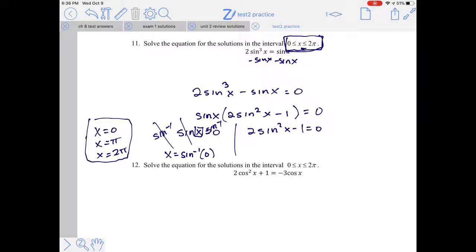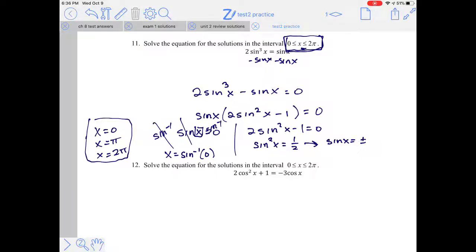Wait, this one looks a little more complicated. Add 1. Divide by 2, so we get sine squared of x equals 1/2. Square root both sides. So sine x equals, don't forget the plus or minus.